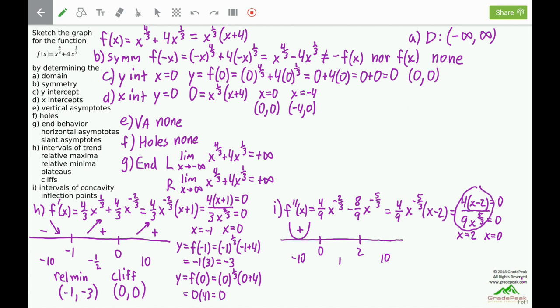Plugging the test value of 1 in, 1 minus 2 is a negative, times the 4 will be negative. In the denominator, 1 to the 5/3 is positive, times 9 will be positive. We have a negative over positive, which is a negative. We have a negative second derivative, which corresponds to concave down.